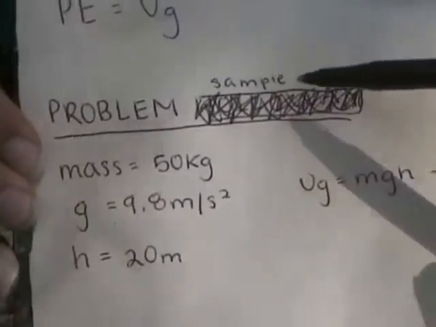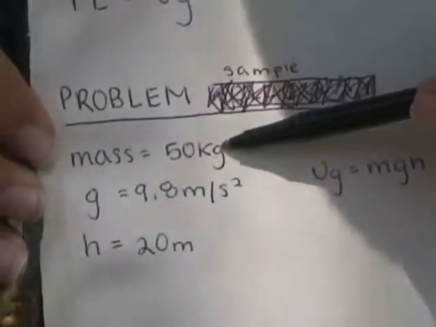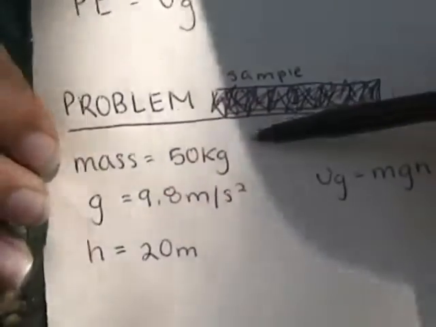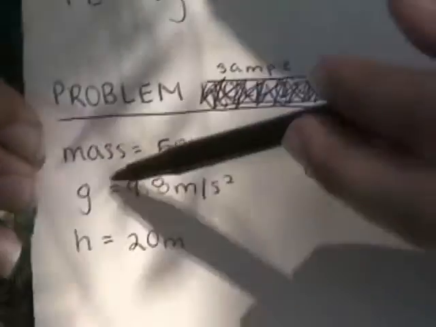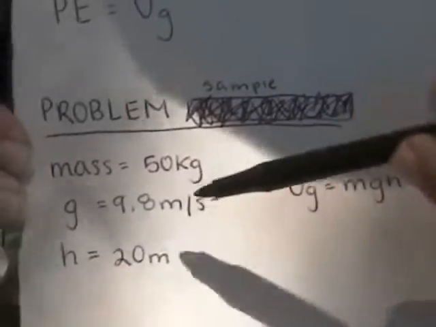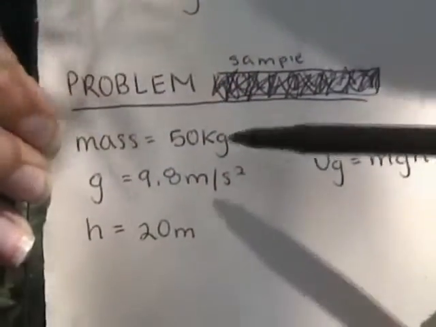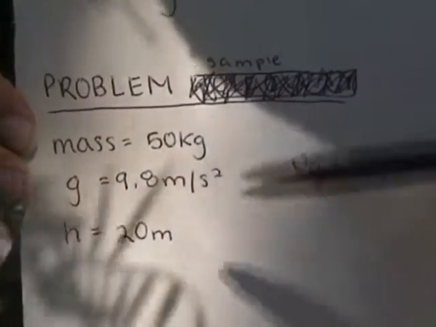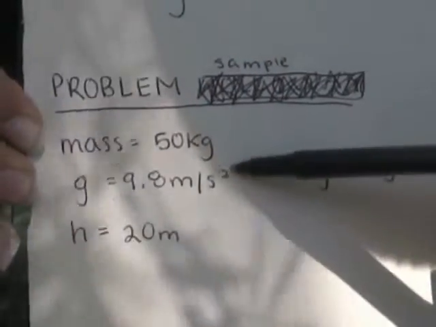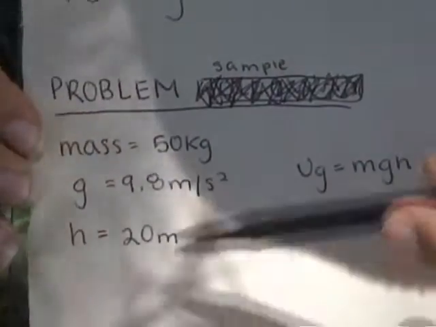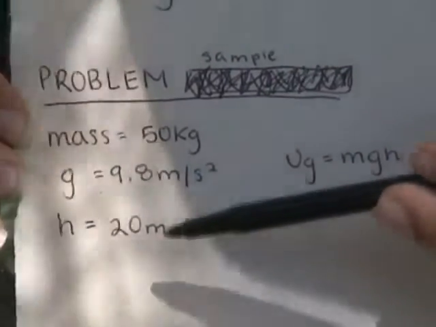Let us do a sample problem now, children. The mass of the object in question is 50 kilograms. Gravitational constant on Earth is 9.8 meters per second squared, which is the acceleration due to gravity on Earth. This never changes, ever. The height of the object above the Earth's surface is 20 meters.